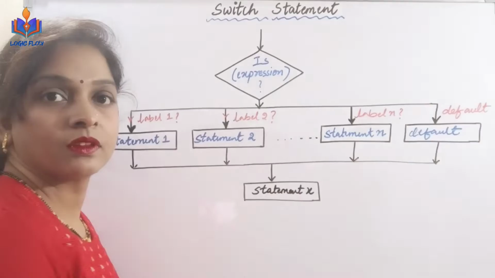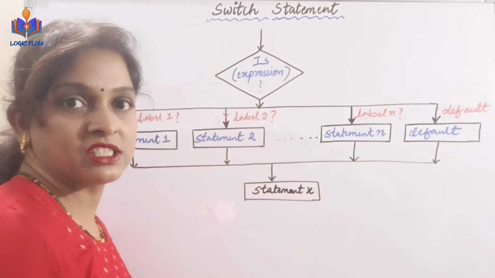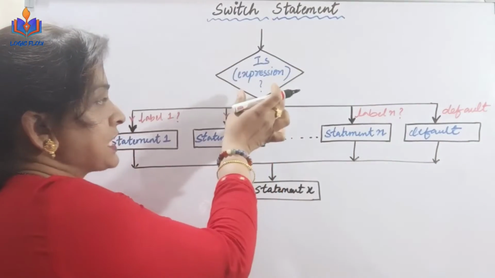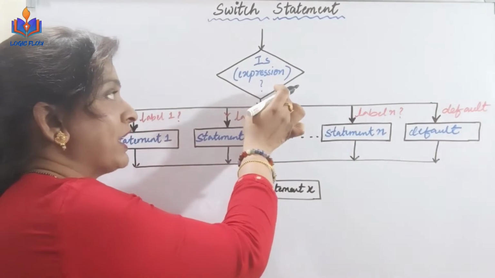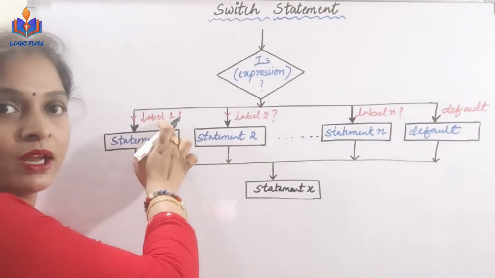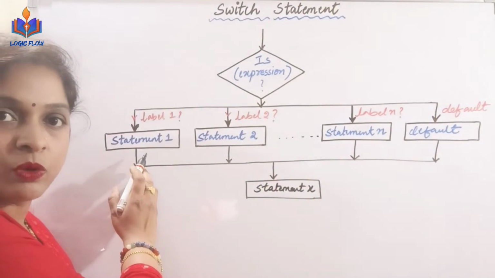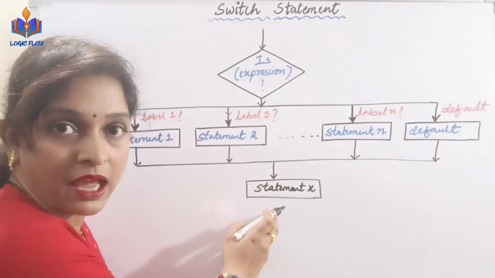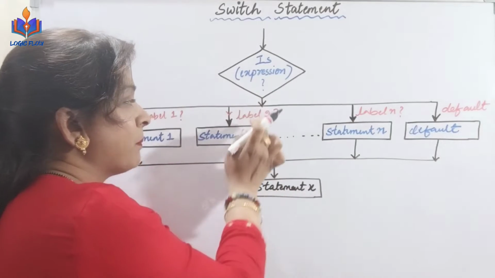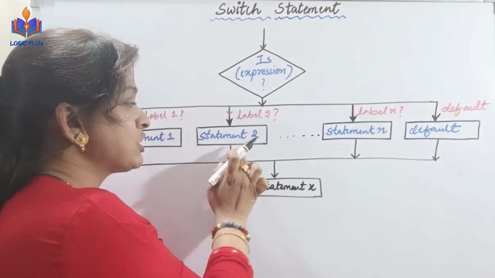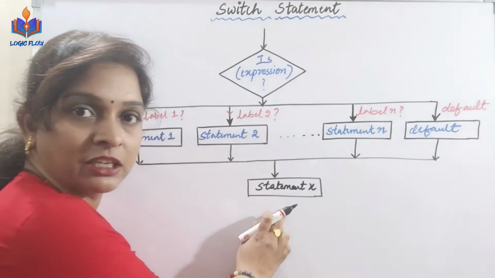Let us see that. Flowchart of switch statement. Is the expression, the test condition or switch value, matching with label 1? Then execute statement 1, then control goes to statement X. If not, is the switch value matching with label 2? Then execute statement 2, and then execute statement X.